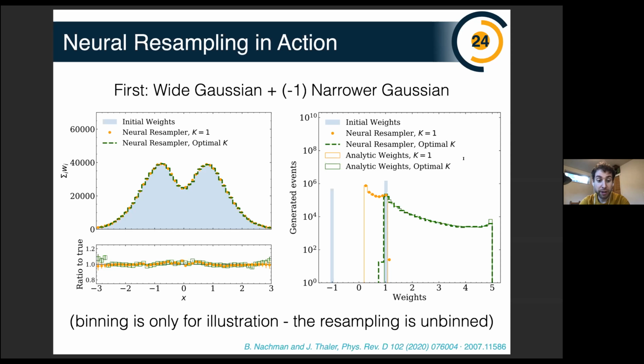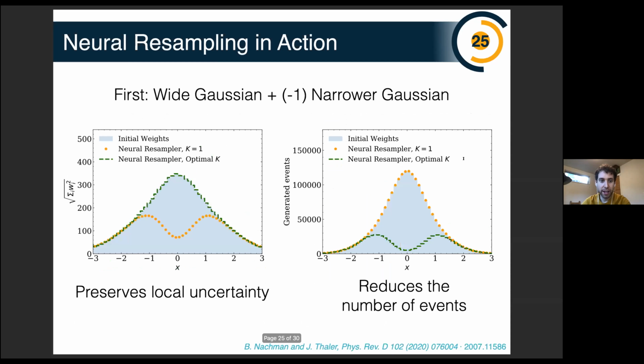The last thing I wanted to comment on about the plot on the left in particular is that it's binned here, but the binning is only for illustration. The resampling here is actually unbinned. So you could rebin later, and in principle it would look the same. That'll be particularly important and useful as you go to higher dimensions. Okay, one more slide about the Gaussian. Here on the left, this is the local sum of the squares of the weights, and the blue is the initial one.